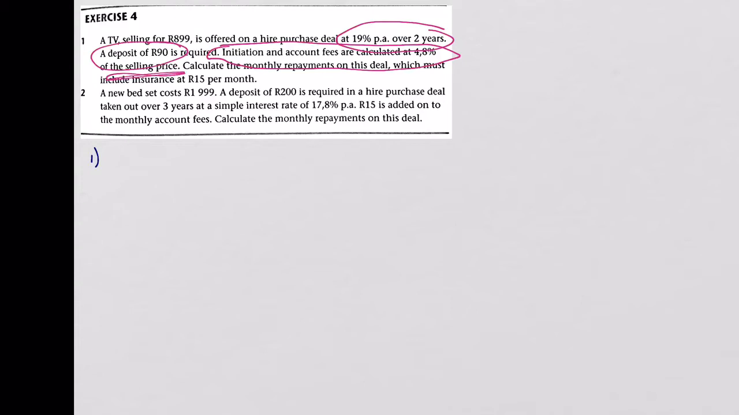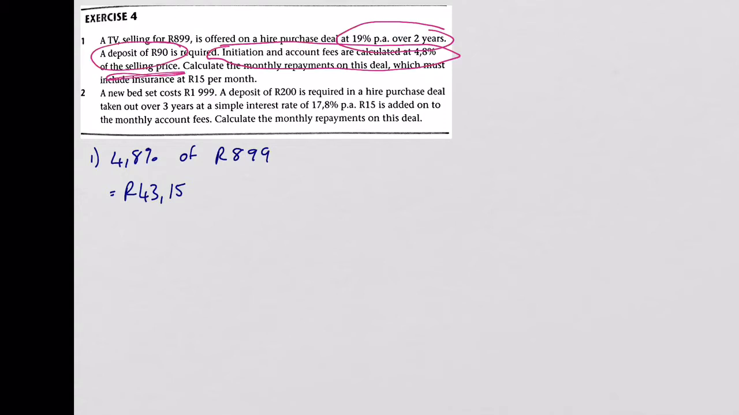So we work that out separately to start with. Our starting point then is to say 4.8% of 899 Rand, because it's of the selling price, not the price after deposit. And that gives us a total of 43 Rand and 15 cents.